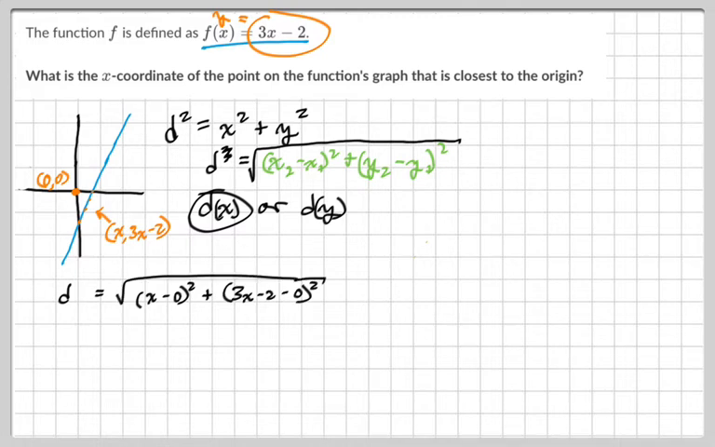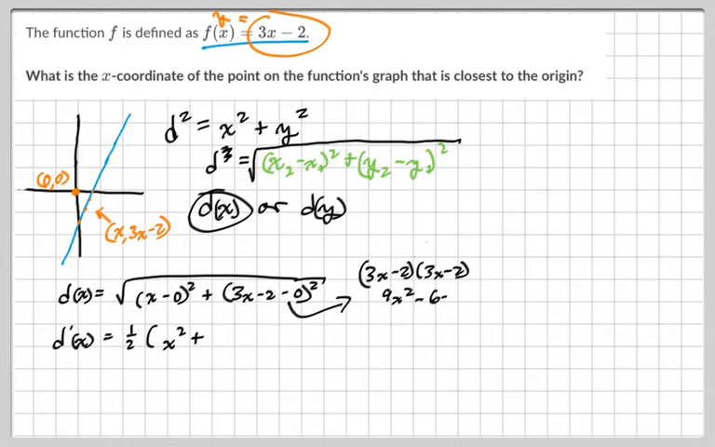But now let's clean it up a little bit. We have a distance formula written in terms of x. We're going to take the derivative of it. The square root is a 1/2 power, and so that's why there's a 1/2 out in front. And then I've got to simplify this. I've got to go 3x minus 2 times 3x minus 2. And after I do that, I get 9x squared minus 12x plus 4. And then I have my minus 1/2.